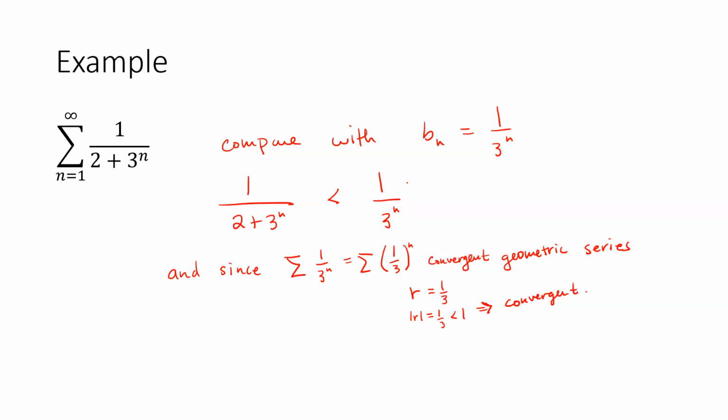So since we're comparing it with something that we know is convergent, and the terms of this series are smaller than it, we can say that it's also convergent by the comparison test. So we can say that 1 over 2 plus 3 to the n is also convergent since the terms are smaller, by the comparison test.